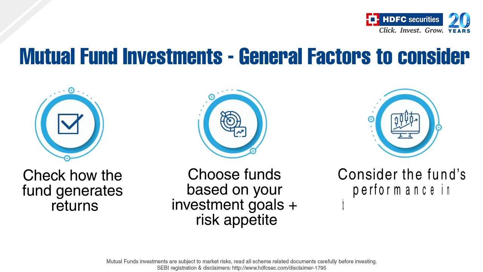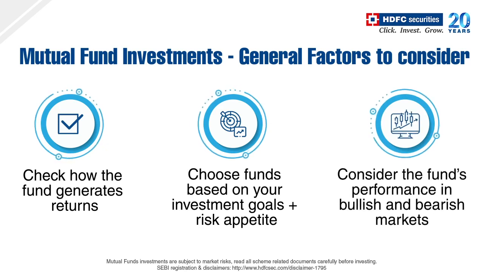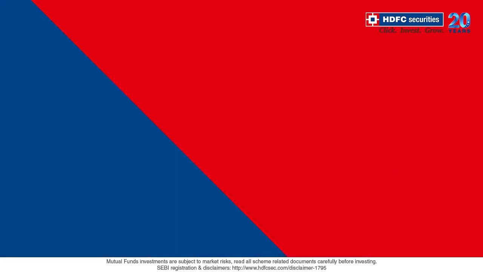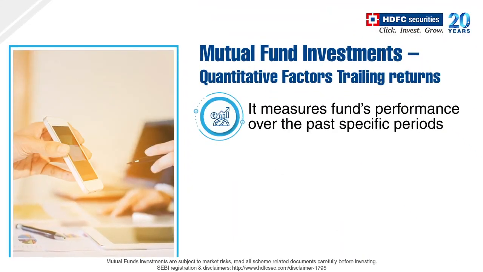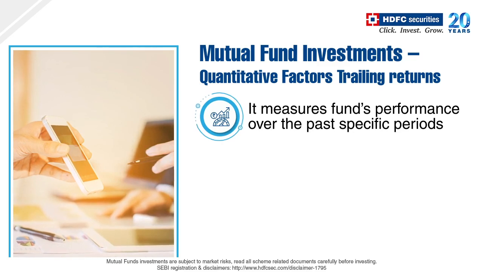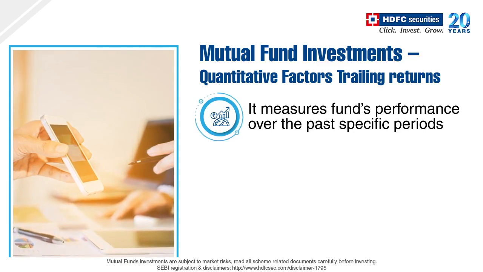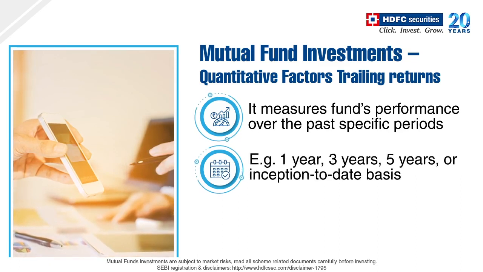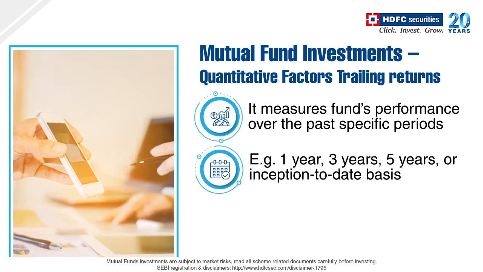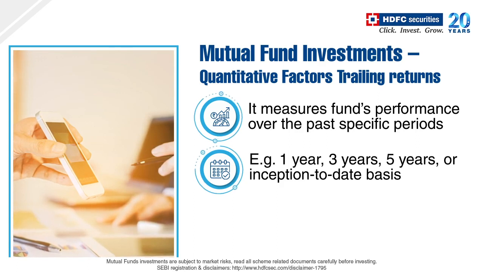You should also look at the fund's performance across market cycles, that is, when the market is highly volatile, bullish and bearish. Now, let's look at the quantitative factors. You should check out the fund's trailing returns, which is essentially a measure of the mutual fund's performance for the past specific periods. For instance, how the fund performed in the past 1 year, 3 years, 5 years, or from the time of inception to present day.